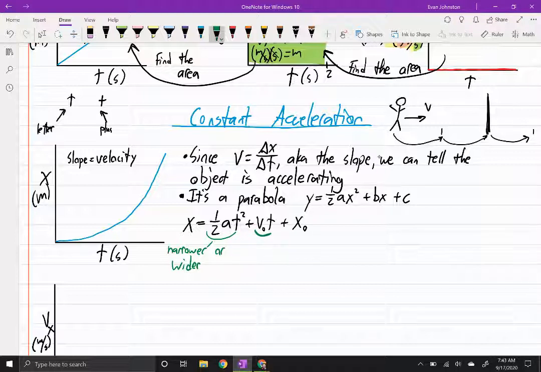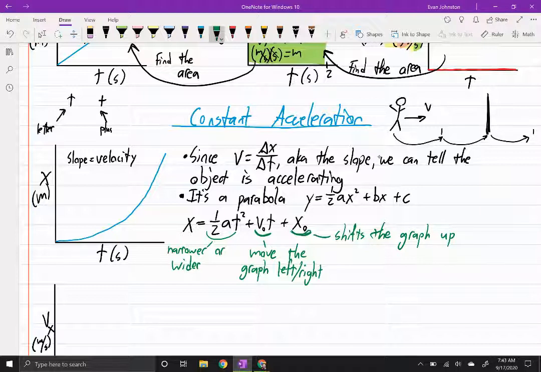So this one would shift the graph left or right. And this last little chunk of term here, this just would move the graph up or down. So this shifts the graph up or down.